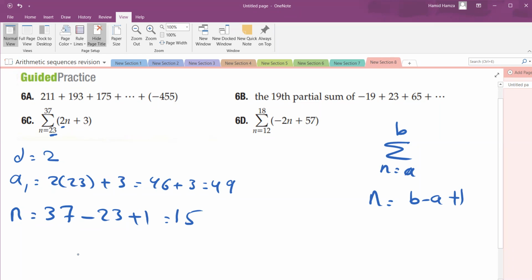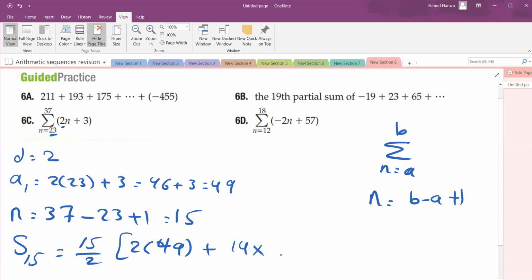So I know everything now. We can find the sum. S15 will be equal to 15 over 2, multiplied by 2 A1, which is 2 times 49, plus n minus 1, n is 15, so it will be 14, multiplied by d, which is 2. So the answer will be 945.